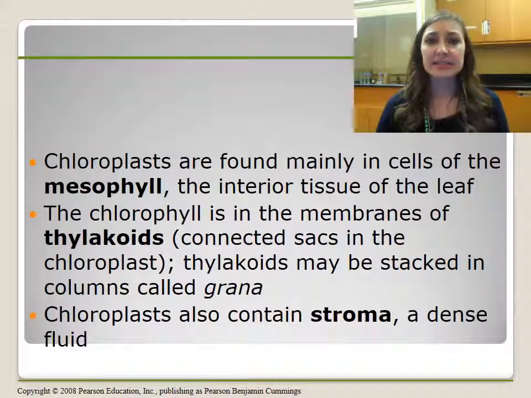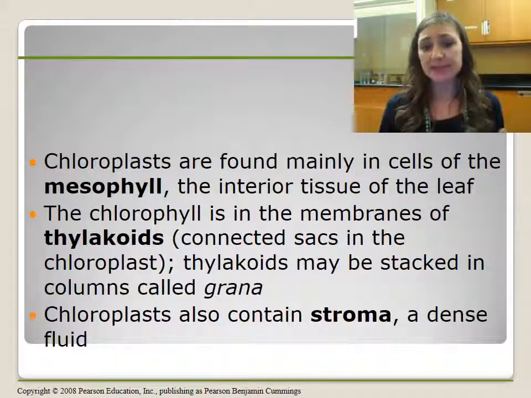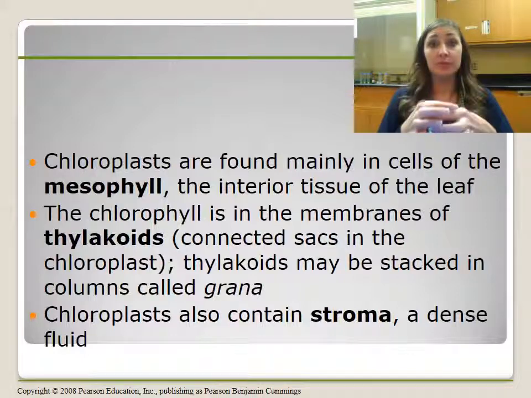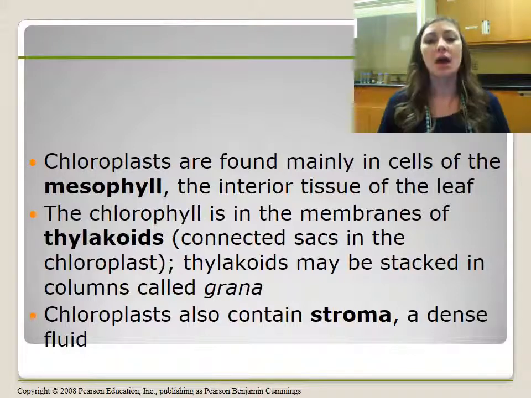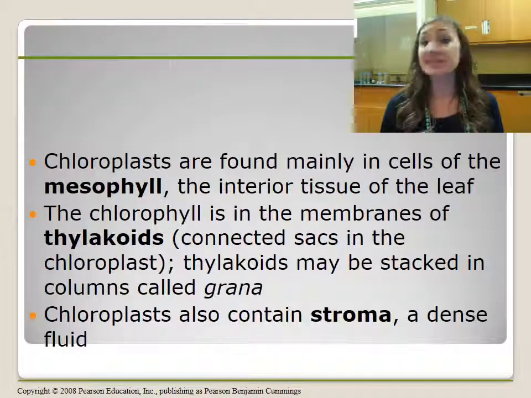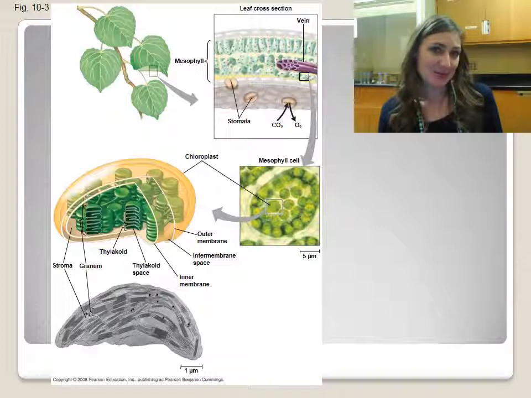The mesophyll is the interior layer or tissue part of the leaf, and that's where you're typically going to find your chloroplasts. The chlorophyll inside the chloroplast is found in a thylakoid, and this looks like a flattened disc. If you get a bunch of thylakoids and stack them on top of one another, it looks like a stack of pancakes, or a thylakoid stack that we call a grana. Inside the chloroplast, there is a dense fluid similar to the cytoplasm or the mitochondrial matrix, and that is called the stroma. And here are some pretty pictures to go along with that.